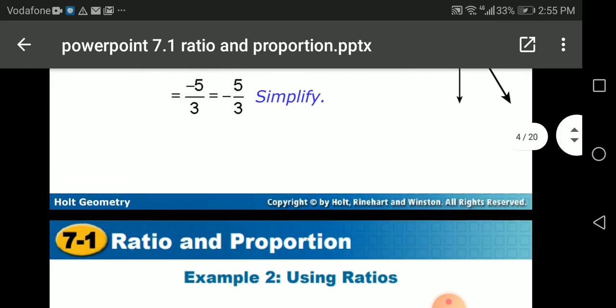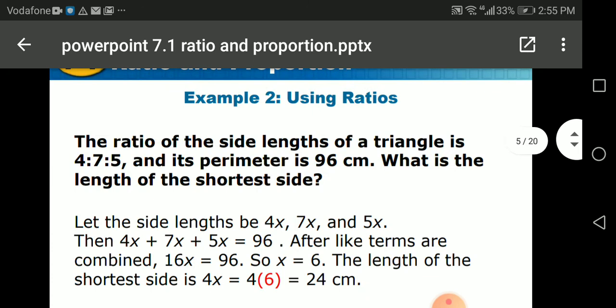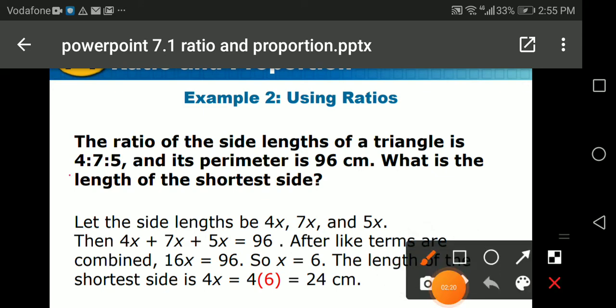Okay, an easy one. What about this question on the ratio of the sides? The ratio of the side lengths of a triangle is 4 to 7 to 5, and its perimeter is 96. What's the length of the shortest side? How can I solve it? Don't panic, it's very easy. He gives me the ratio of the three sides of a triangle. So I have 4 to 7 to 5, but I don't know their actual lengths, right? So what will I do?